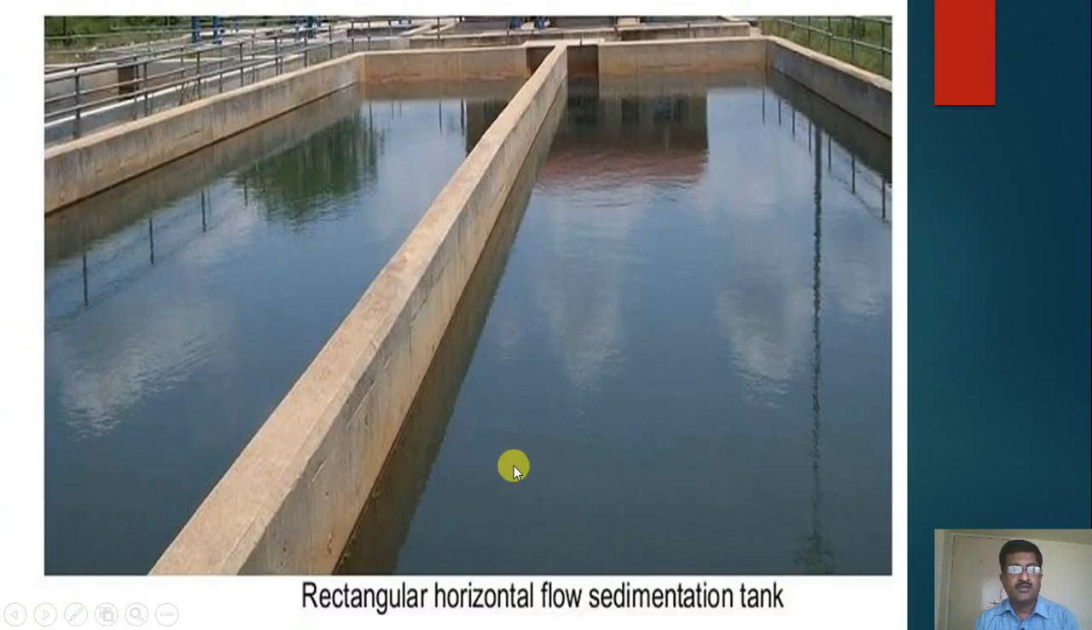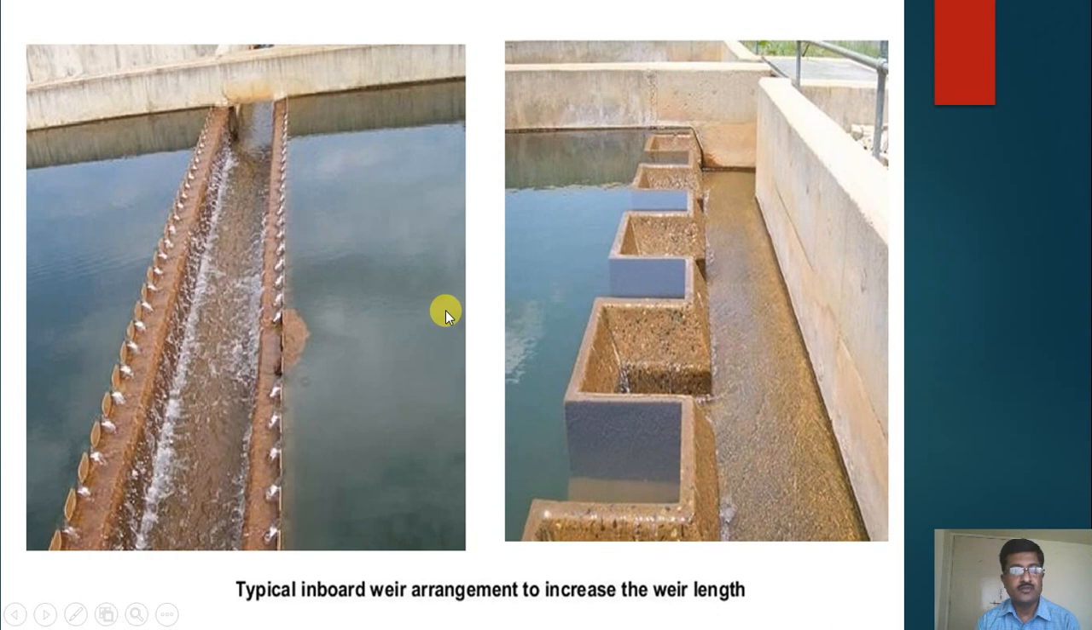Now again a view of the rectangular horizontal flow sedimentation tank. This is called a horizontal flow sedimentation tank. This is a typical inboard weir arrangement to increase the weir length. Various types of weirs are provided here. These are the weirs, and you can see the clear water coming here. These are the sedimentation tanks.